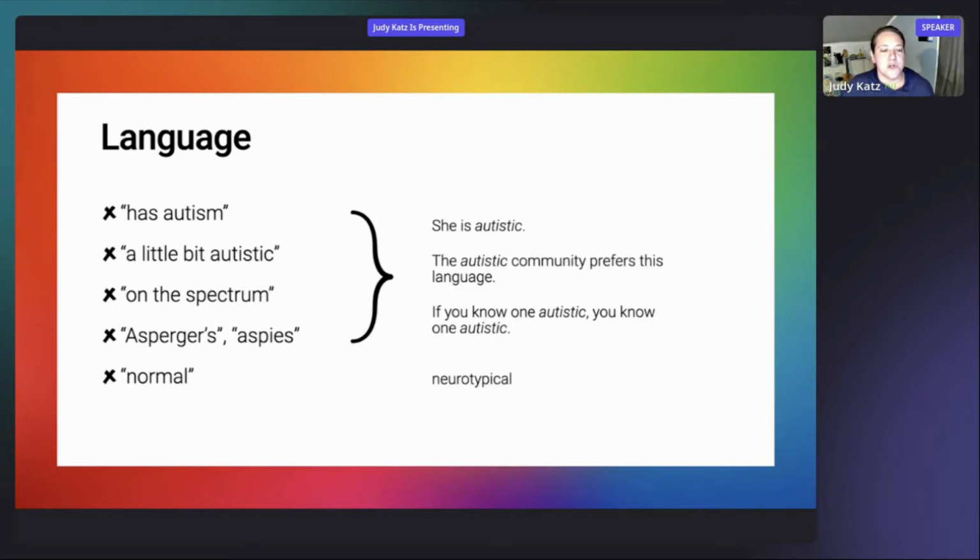Also, as opposed to normal, the word you've already heard me use a couple of times, the word that we prefer is neurotypical as opposed to neurodivergent.